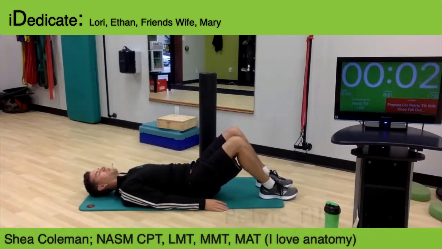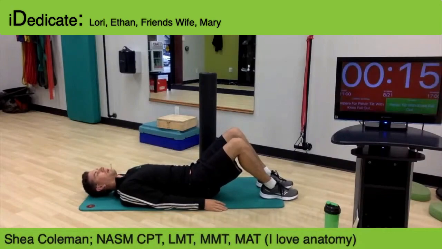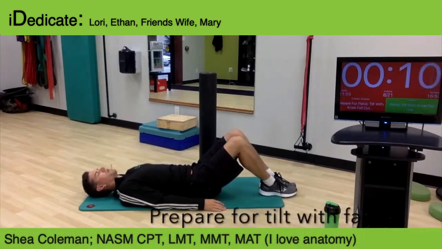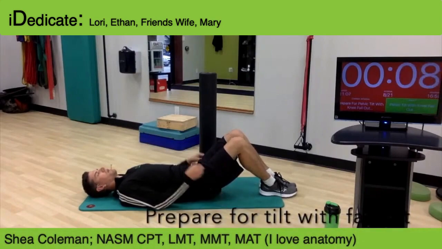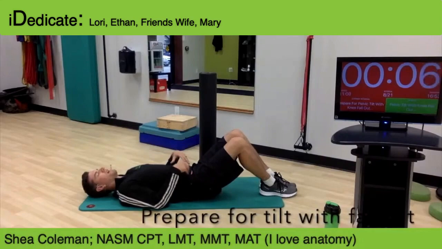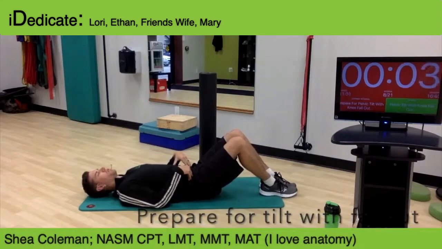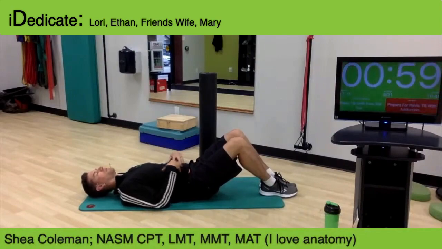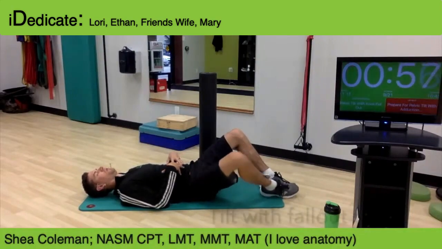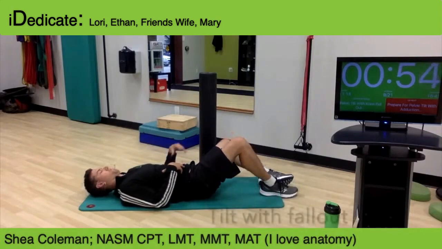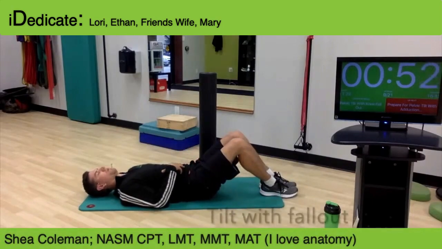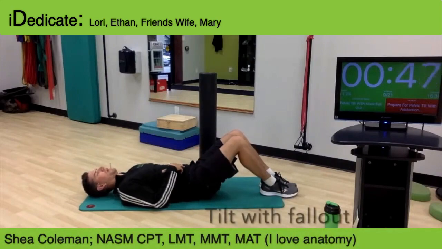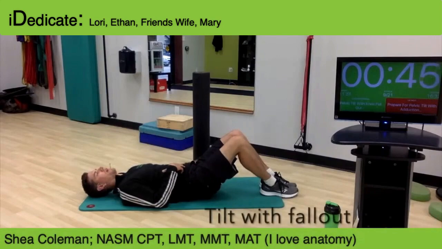3, 2, 1. Prepare for pelvic tilt with knee fall out. Okay. Pelvic tilt with knee fall out. 3, 2, 1. Pelvic tilt with knee fall out. Again, as your knee's going out to the side, you should be really light on your feet, keeping that core compressed, and there should be no tilting or rolling in the pelvis at all.